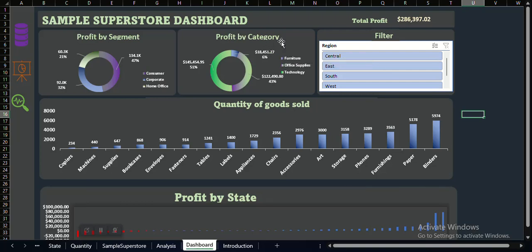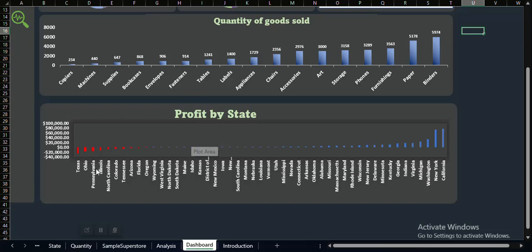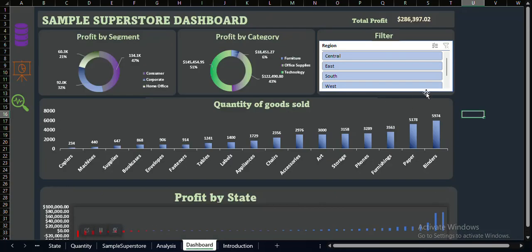Profit by category, furniture contributed the least with just 6% to the total profit, while technology has the lion's share with about 51%. In terms of states, we have some states that are in the red, where the company is not making profit, the highest being Texas, while California and New York contributed the most to the total profit made by the superstore.